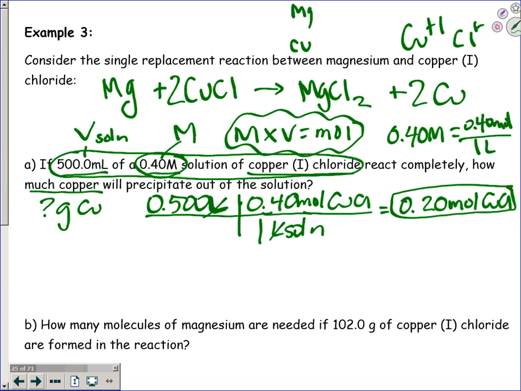So this gives us, you guys calculate or do this in your head. 0.5 times 0.4 is 0.2. That's our moles. Now, does it have to be 0.40? No, it's only 2 sig figs. 0.40.